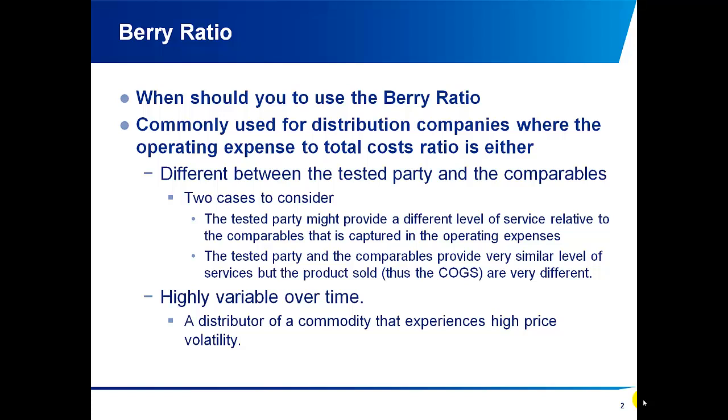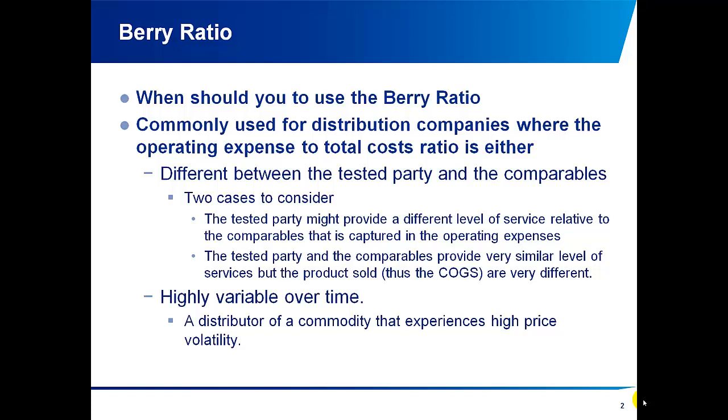The third case that can come up when the Berry ratio may be appropriate is when the operating expenses to COGS is highly variable over time. Now, this might happen most commonly when you're dealing with a distributor of a commodity that experiences high price volatility. Say, for example, you're distributing crude oil. It may be that when the price of oil goes up and down, you'd want a situation where the distributor is being rewarded for the services being rendered.